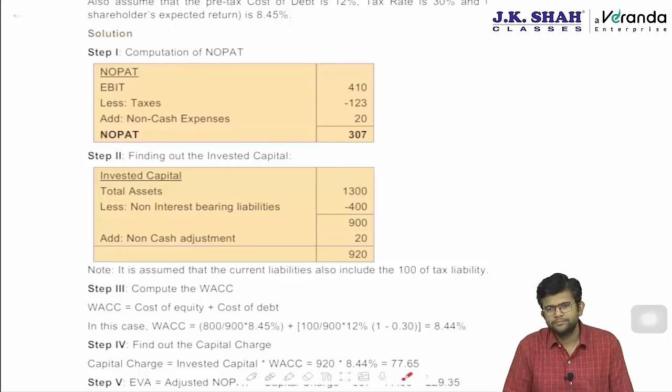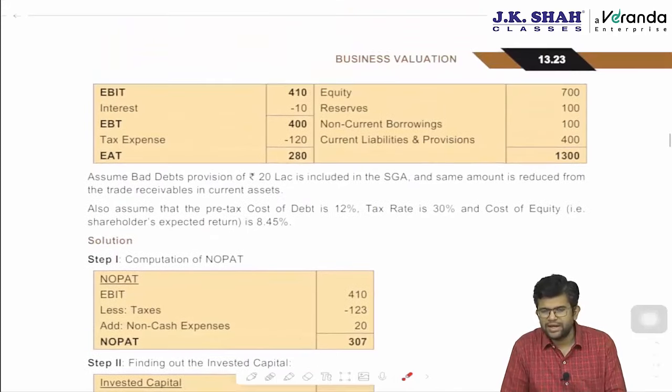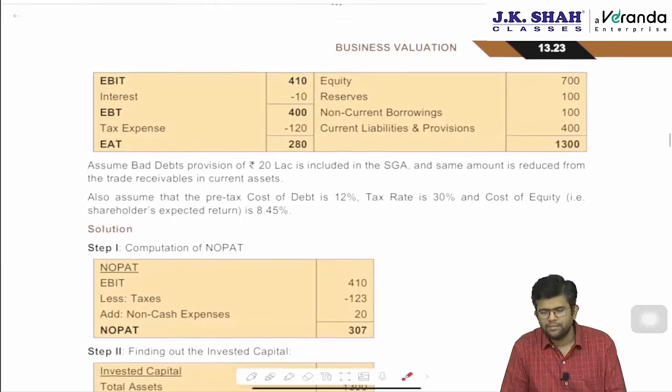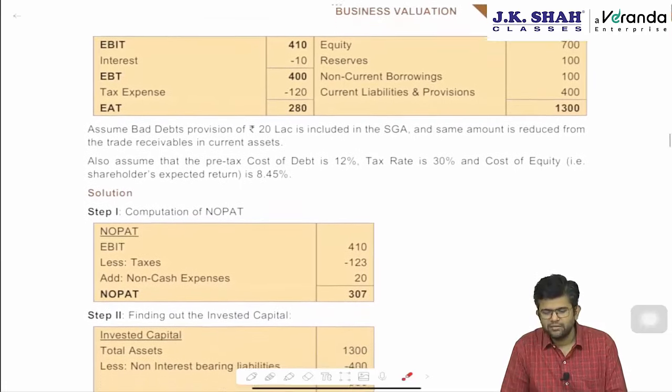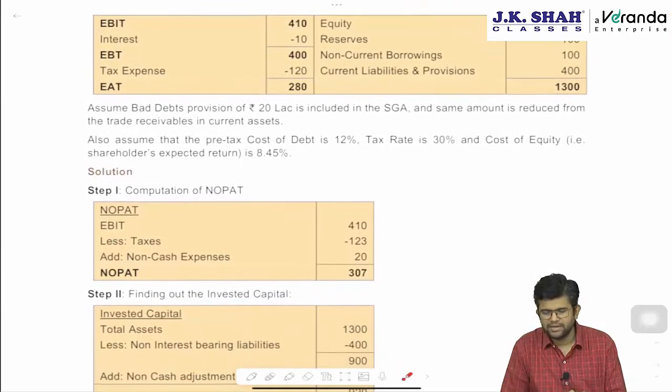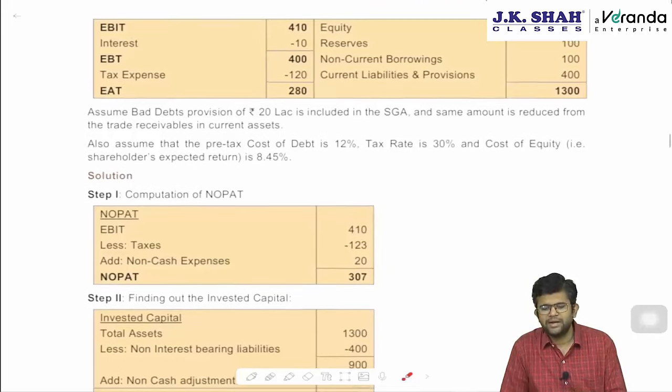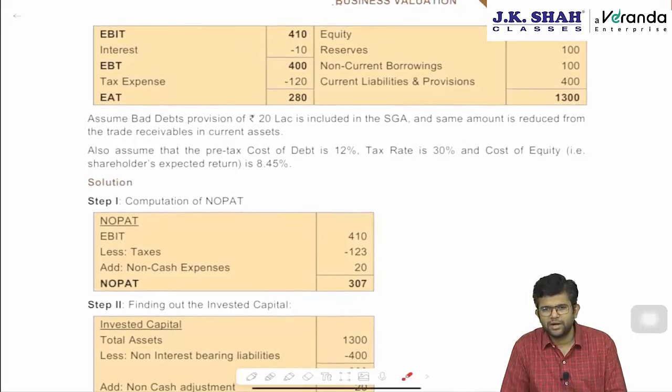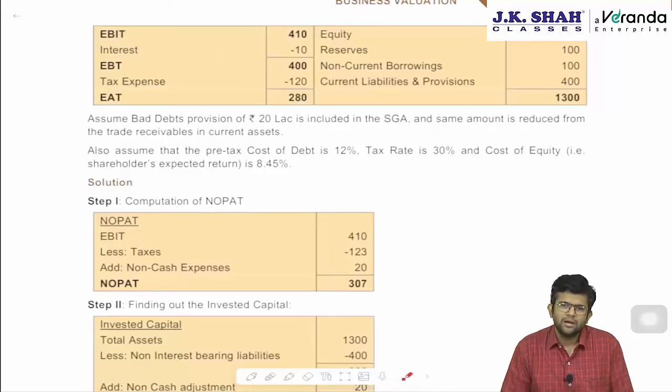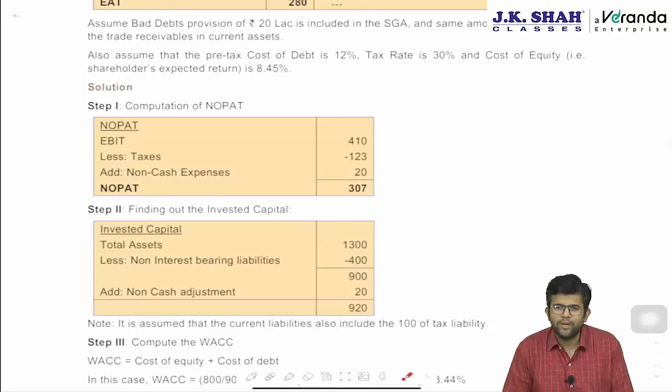You're done? So first they are talking of NOPAT. NOPAT means our EBIT into 1 minus T. Can I say EBIT is 410 into 1 minus 0.3 will give you EBIT 1 minus T. But then they are saying that, oh no, sorry, we have deducted 20 rupees non-cash expense, and they are adding it back to find NOPAT.